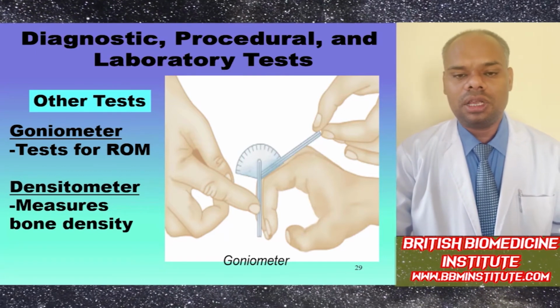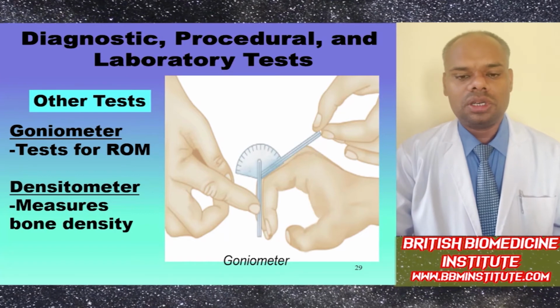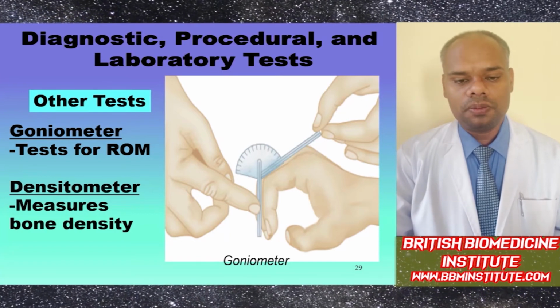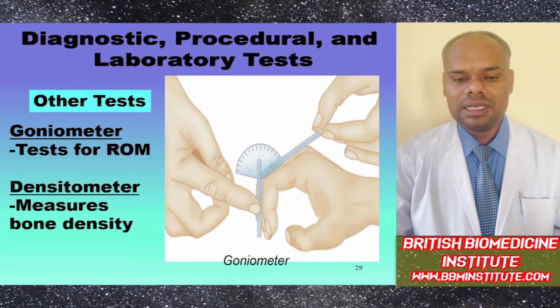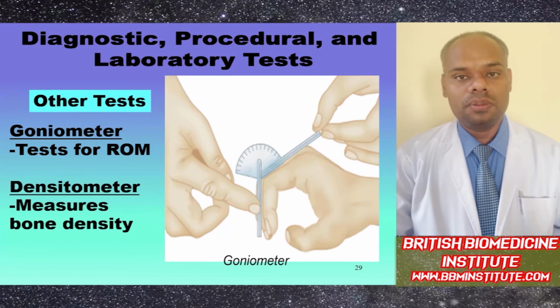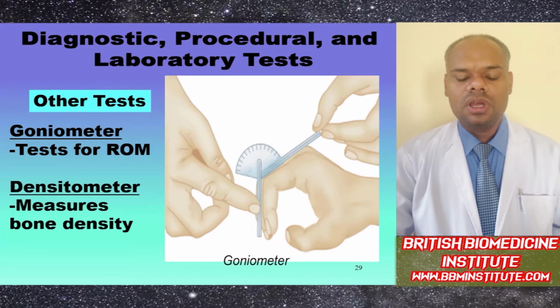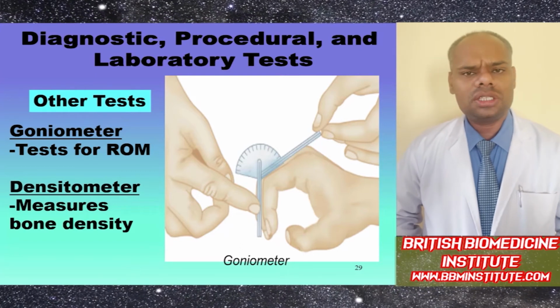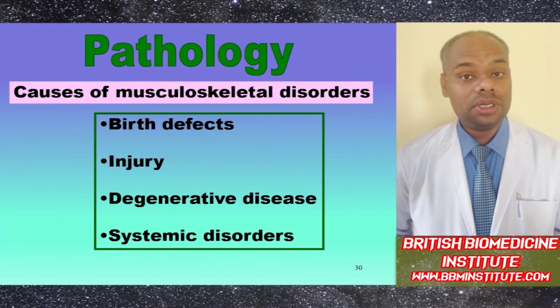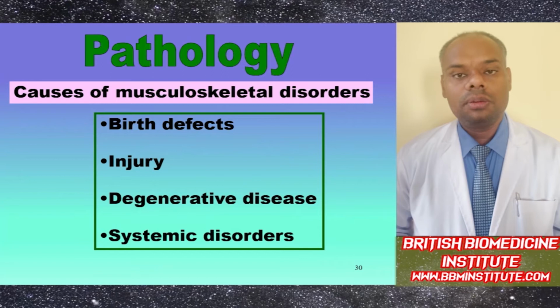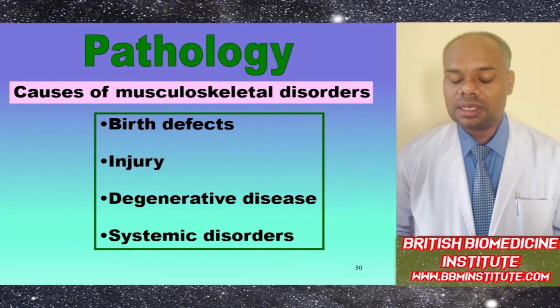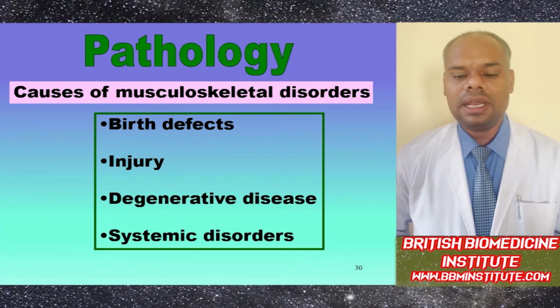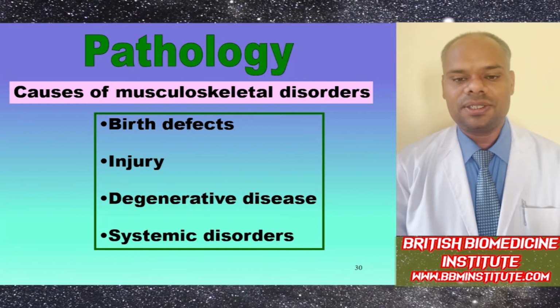Other tests are also available, like the goniometer, which tests your range of motion, and the densitometer, which tests your bone density. So there are various causes for musculoskeletal disorders. It can be due to injury, birth defect, systemic disorders, and degenerative disease.